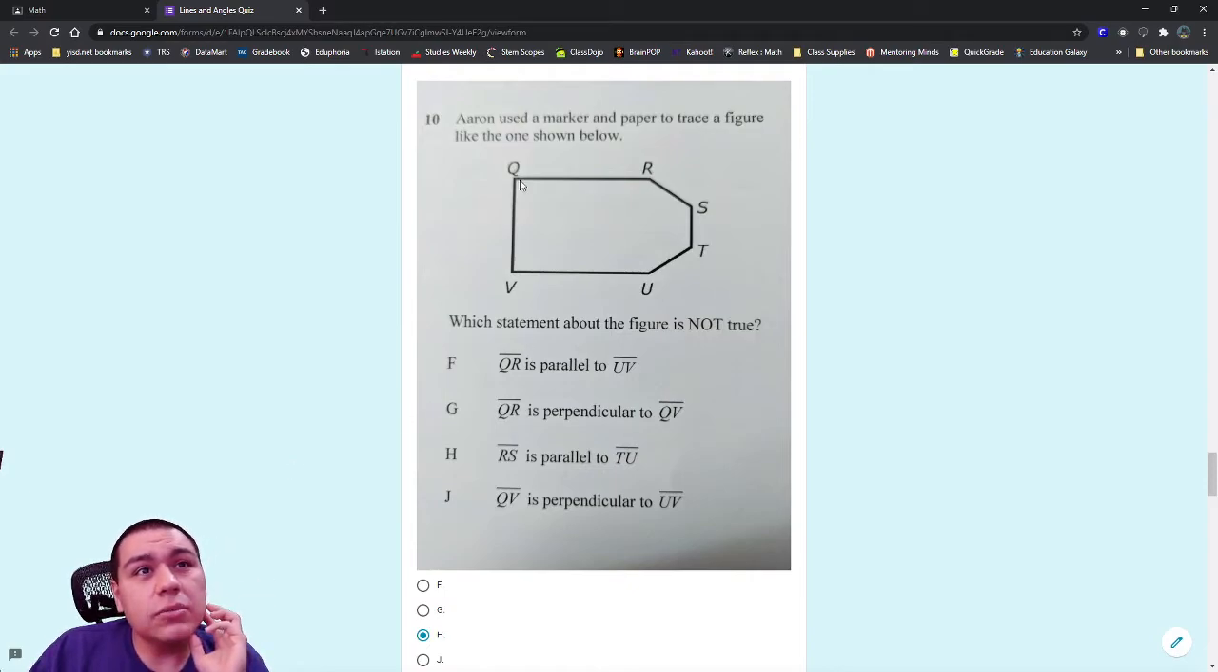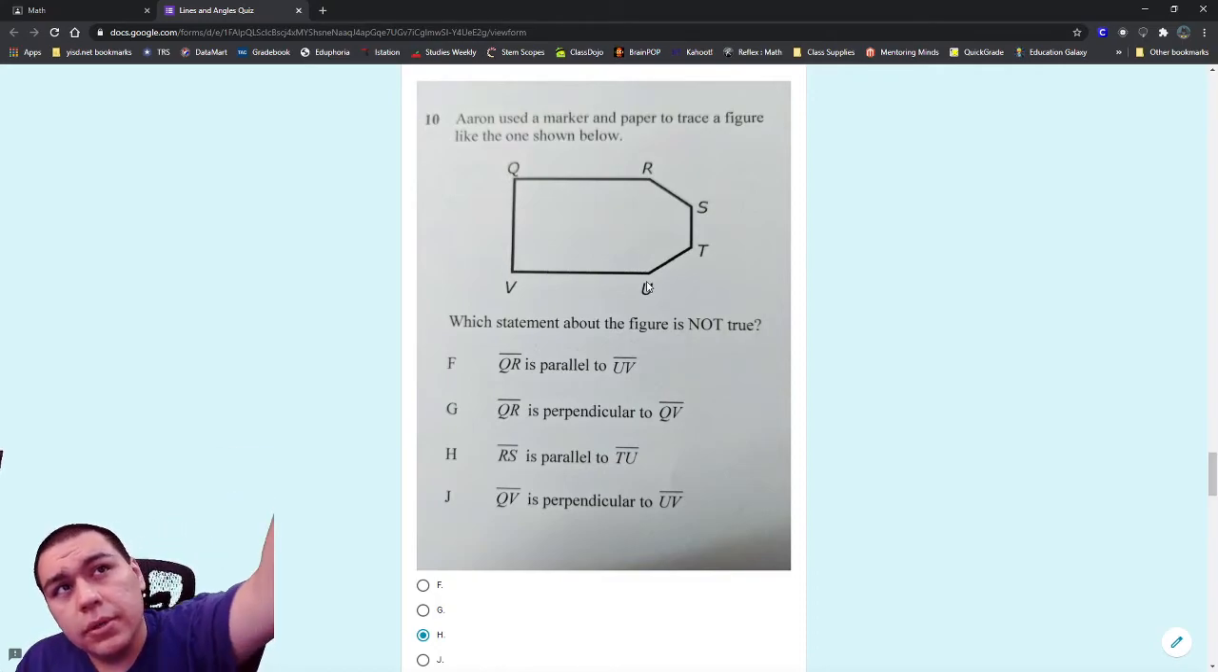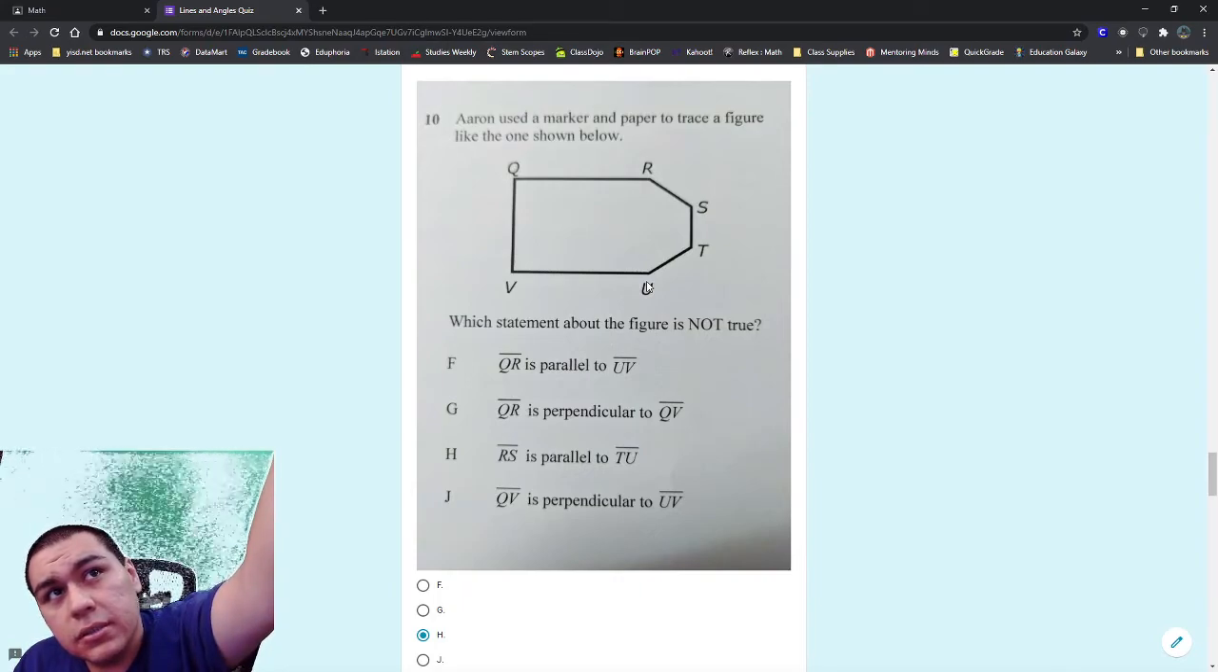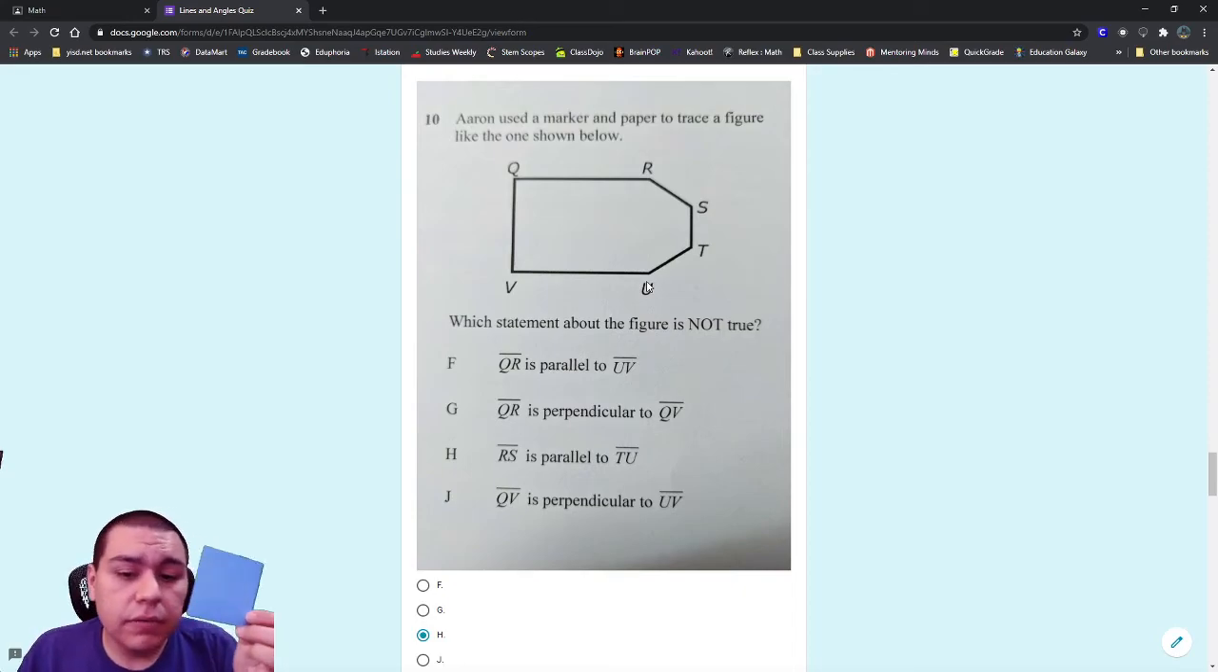I could check the last one. Line QV is perpendicular to UV. They touch down here. I take my sticky note. I match my vertexes. I get another angle where my sticky note fits perfectly. That means it's a right angle.